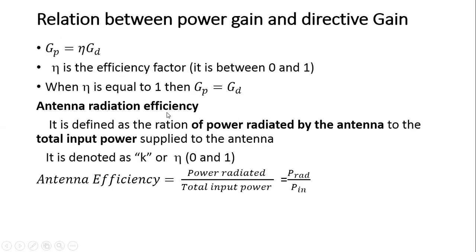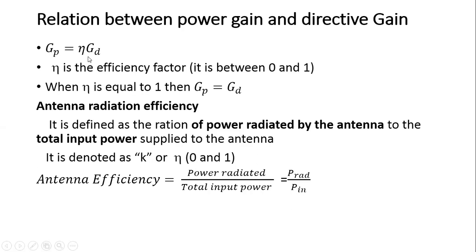Antenna radiation efficiency is defined as the ratio of power radiated by an antenna to the total input power. How much power is radiated compared to the total amount of power being input. As I told you, the input will be high, but during radiation there will be loss, so there will be a difference. So it is the ratio between the power radiated by an antenna and the total power input supplied to the antenna. It is generally denoted by the letter K, with efficiency between 0 and 1.